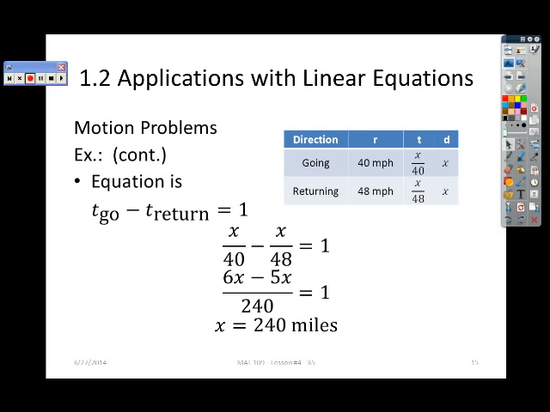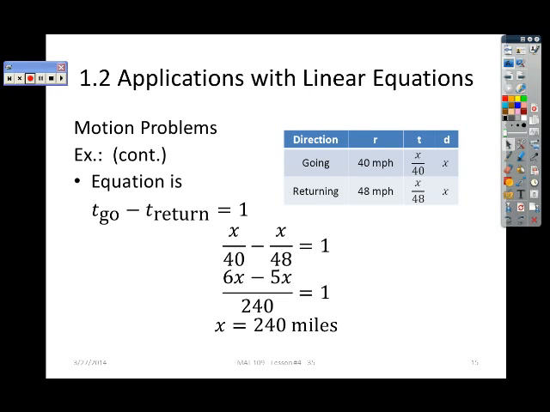So is 240 correct? Well, let's check. If she drove at 40 miles an hour for 240 miles, how long would it take her? This is actually one of those just plug into the D equals RT formulas, right? How long would it take her to drive this at 40 miles an hour? 6 hours. What if she drove 48 miles an hour? How long would it take? Is that an hour's difference? So that actually meets all the requirements of the problem, doesn't it?